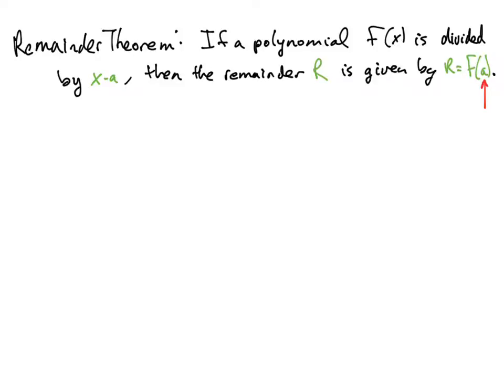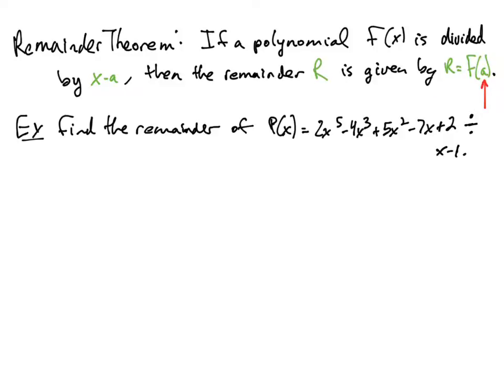So let's check this out with an example. This question asks us to find the remainder when we divide p of x equals 2x to the fifth minus 4x cubed plus 5x squared minus 7x plus 2 by x minus 1. What is the remainder going to be? Well, what the remainder theorem is saying is, if we take this a value and we input it into the function, that will tell us what the remainder is.